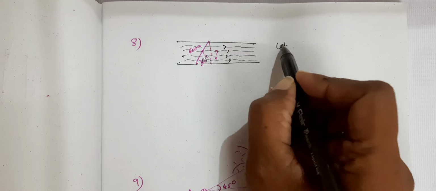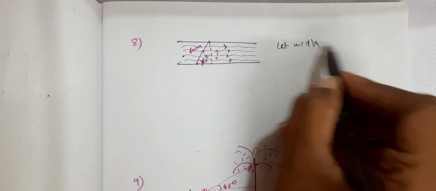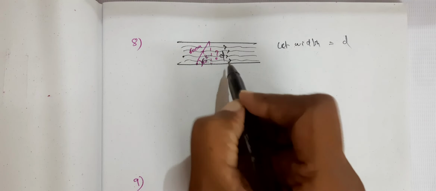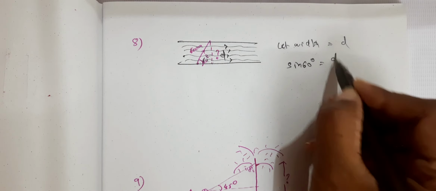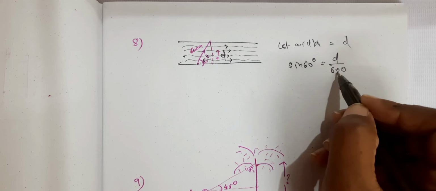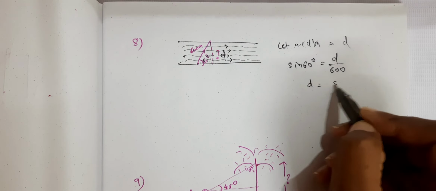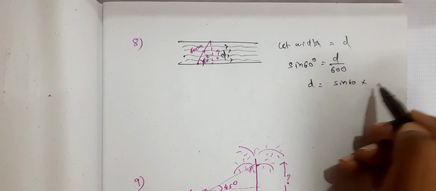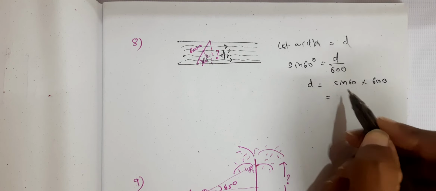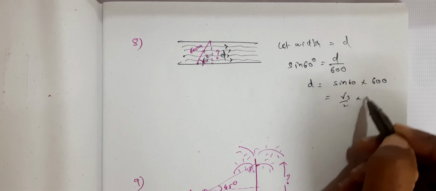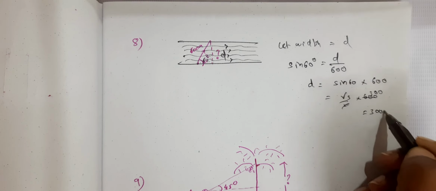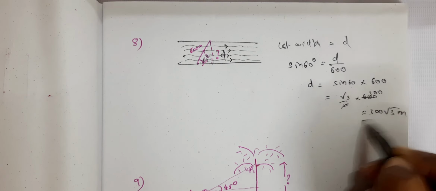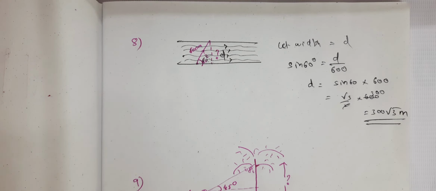So let the width be D. Then sine 60 degrees is equal to D by 600, or D is equal to sine 60 into 600. Sine 60 is root 3 by 2 into 600. Very good. 300 root 3 meters. So this is the width of the river. Very easy problems, right?